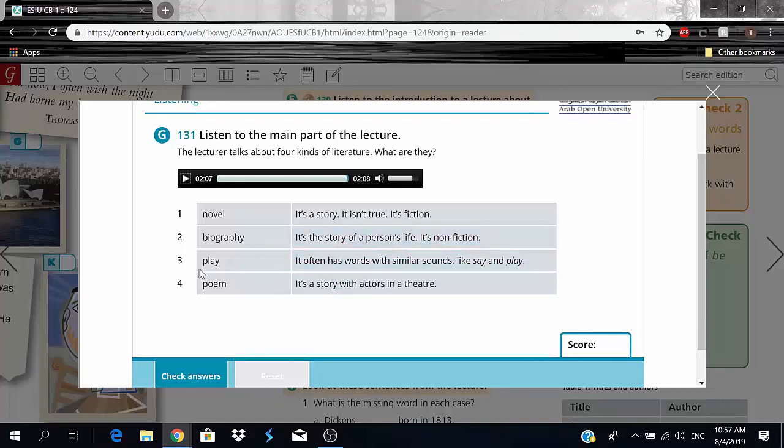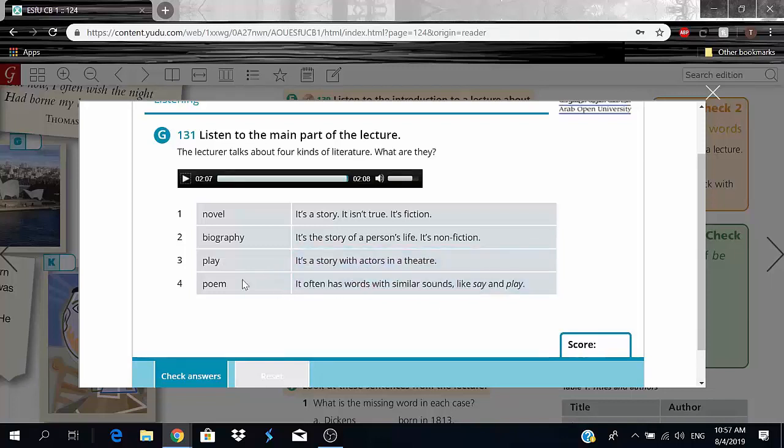Then number three, we have play. A play is also a story, but it's made to life with actors in a theater, kind of like a TV show or a movie. You guys know when sometimes producers and directors decide to bring a book to life through, for example, a TV show or a movie. This is really similar, but it's a play instead of shooting and stuff like that. So play, it's a story with actors in a theater.